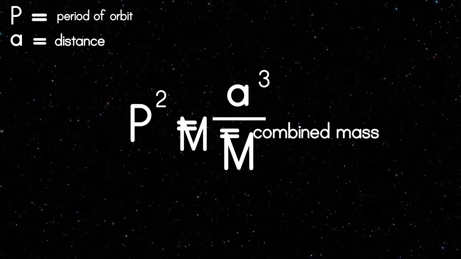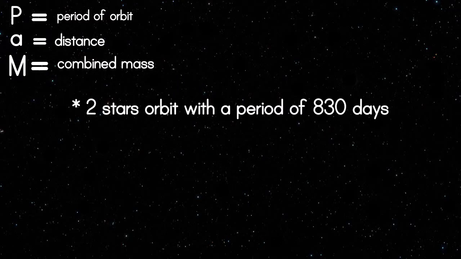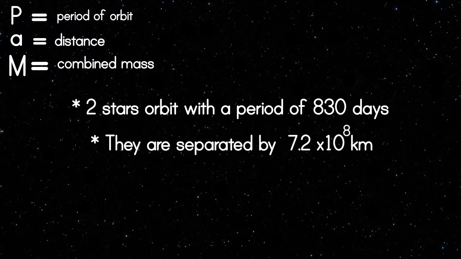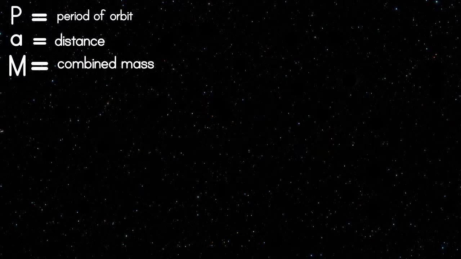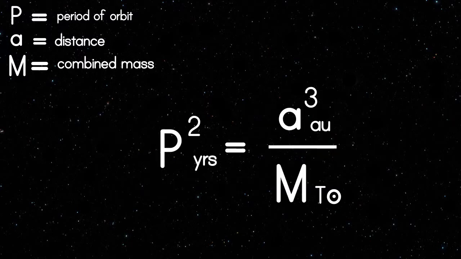The example problem I was given states 2 stars orbit with a period of 830 days. They are separated by 7.2 times 10 to the 8 kilometers. Find the combined mass. Before we can start plugging numbers into the equation, we need to understand how it works. So here's what it looks like. Now this may seem intimidating at first, but after a couple steps I promise it will be much clearer.